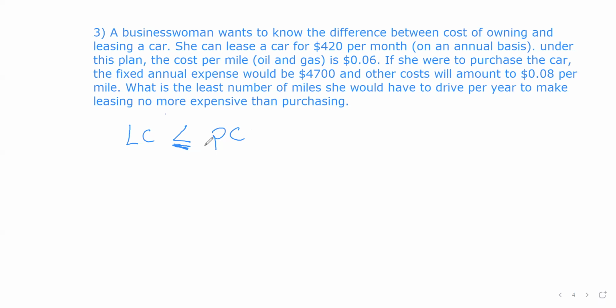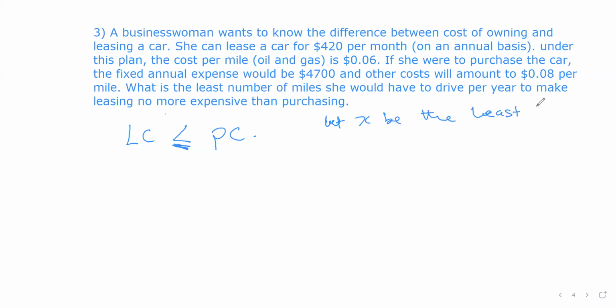Once I have this inequality, all I can do is just to figure out what the leasing cost is, which the information has been given to me in the question, and then substitute, and then what the purchasing cost will be, and also substitute. But first of all, I need a variable in my inequality. So my variable is usually what is asked. What is the least number of miles? So let X be the least number of miles.